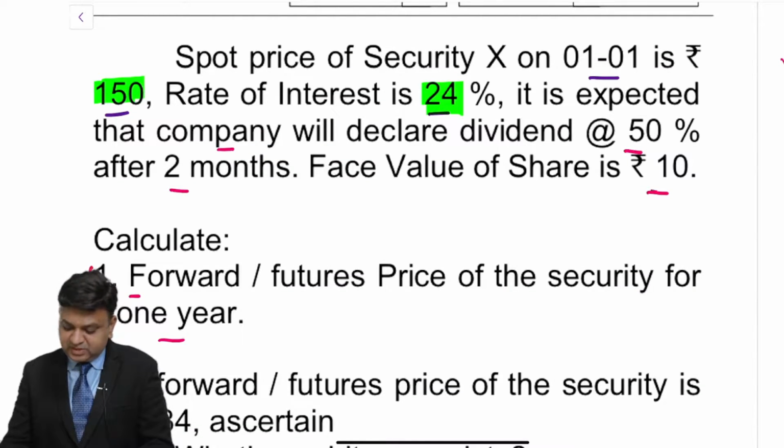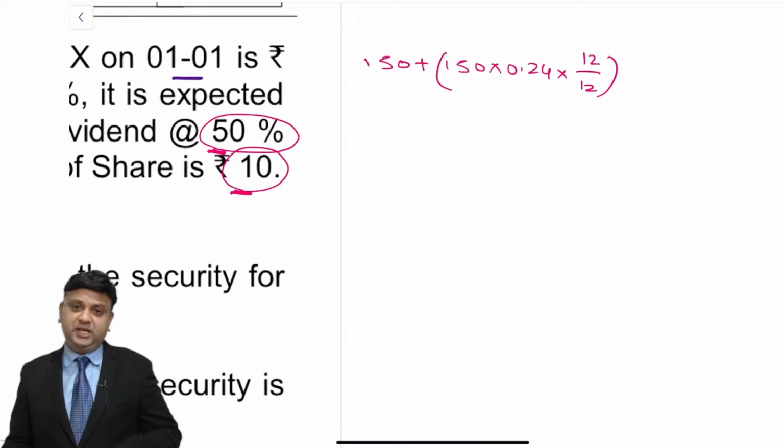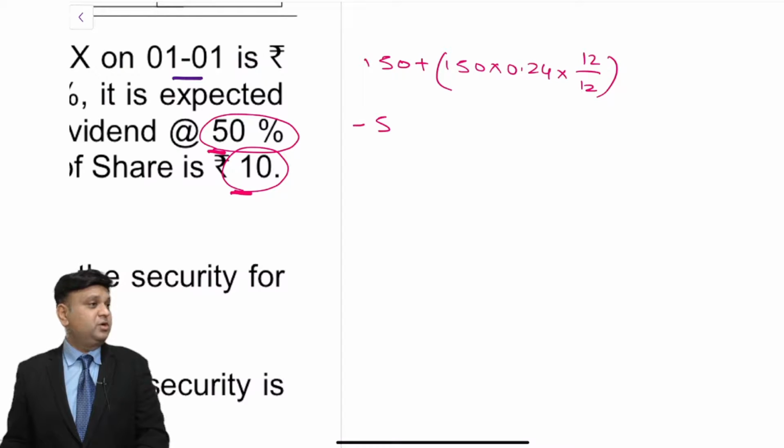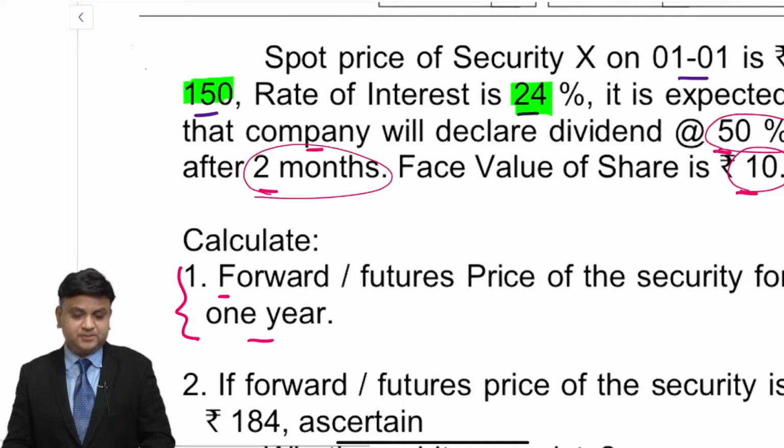What is the face value of the security? 10. What is the rate of dividend? 50%. So being holder of the security, I will be able to receive the dividend income, and to that extent my cost of holding security will fall down. So with the dividend amount, my cost of holding the security reduces. So it will reduce the forward price. It will reduce the futures price. When am I going to receive it? I am going to receive it after 2 months.